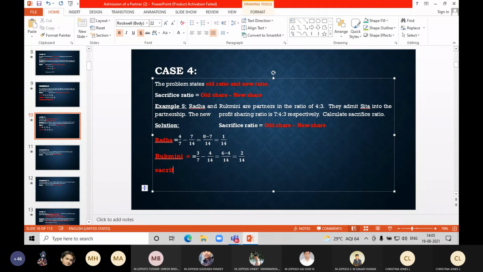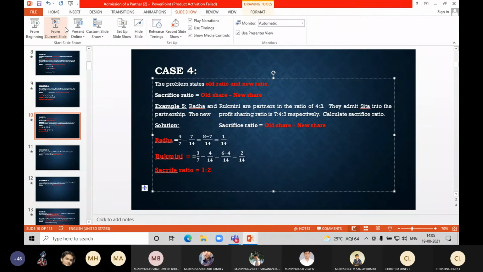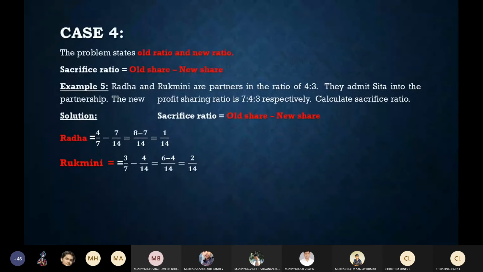Now write down the sacrifice ratio. It will be 1:2. Ma'am, so that means Rukmini sacrificed twice. She sacrificed more. Yes, she sacrificed twice of what Radha sacrificed. If Radha sacrificed 5 chocolates, Rukmini sacrificed 10 chocolates. Double.